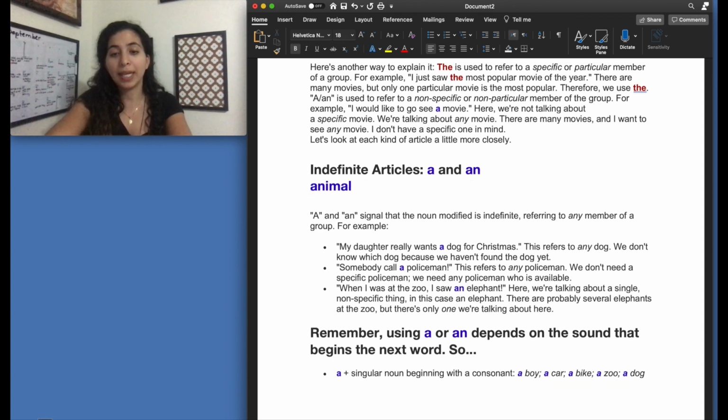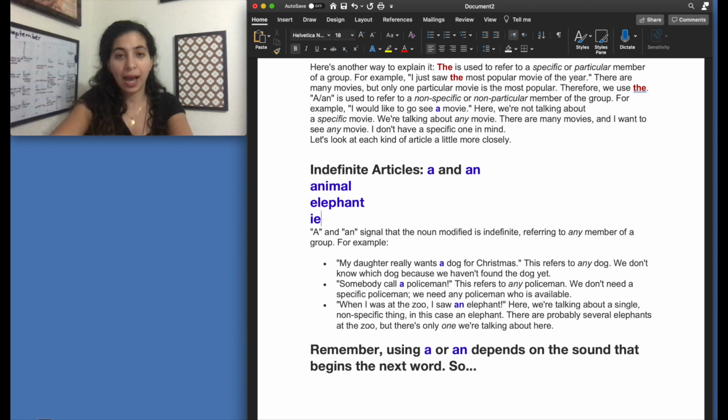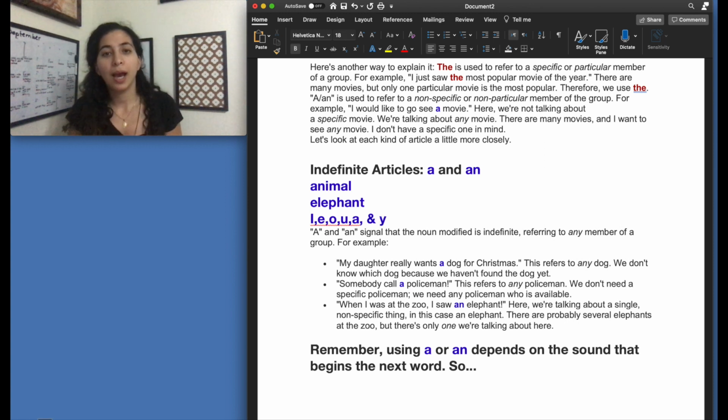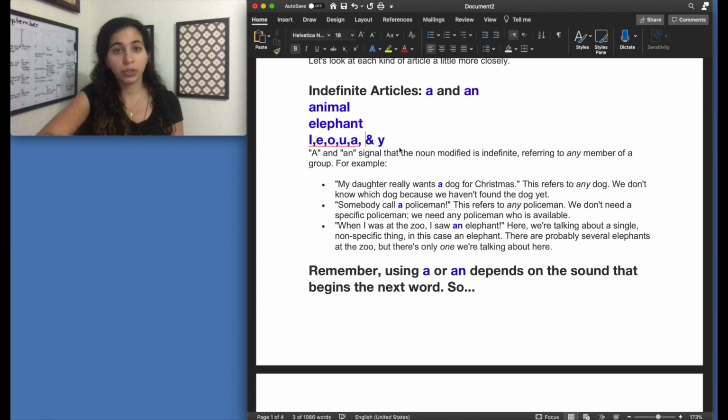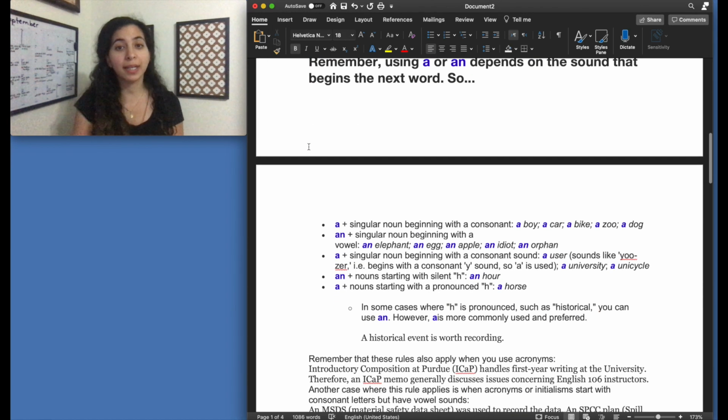When it starts with an E, like elephant, we use an. When it starts with an I, right? I, E, O, U, A, and Y, typically, okay? And Y. These are our vowels. And an is basically used with the vowels, which are these. But we're going to take a closer look.